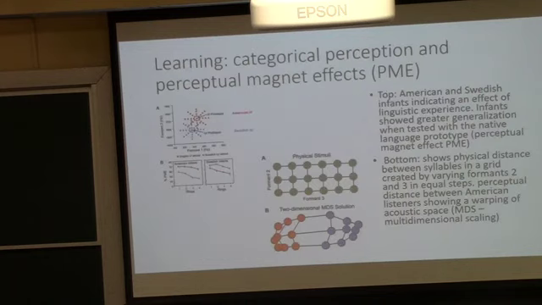And then there's a little bit of experimentation with categorical perception and perceptual magnet effects. With this, I actually went to the paper and included a little bit more detail, so I don't want to read that directly to you, but take a look at it, it's pretty cool.